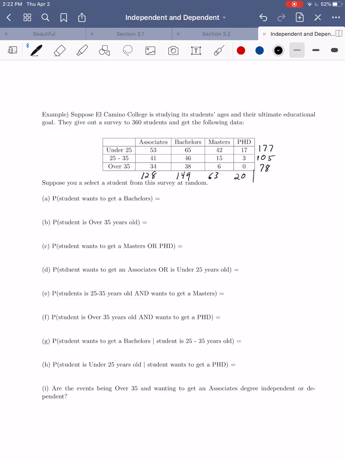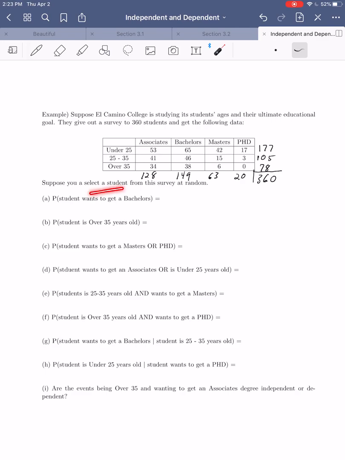All right, now we can add up those row totals or those column totals. Either way, we should get 360. Keep in mind, we actually knew that it was going to be 360 because they said that they gave out the survey to 360 students. All right, so for the rest of this, we're going to be doing some probabilities. And notice at the end, we're going to ask ourselves a question about independent or dependent and actually get to do that definition. So let's calculate some probabilities here.